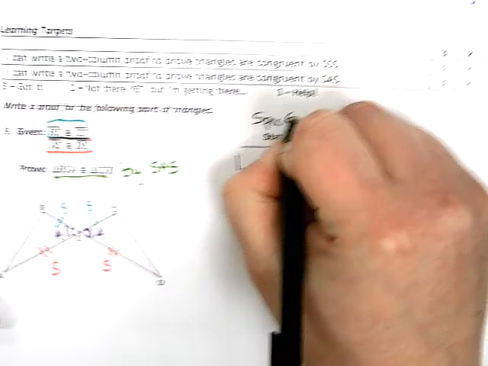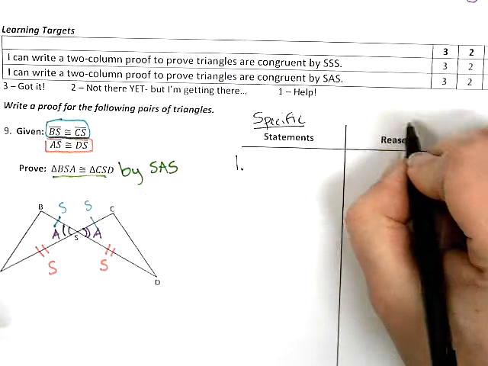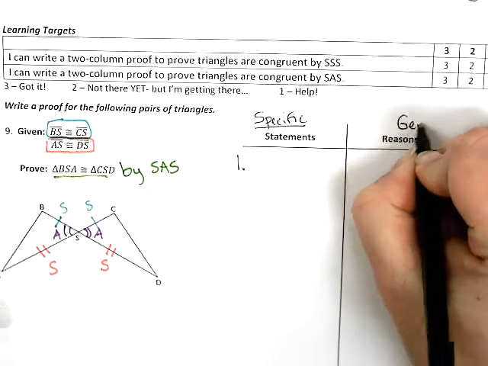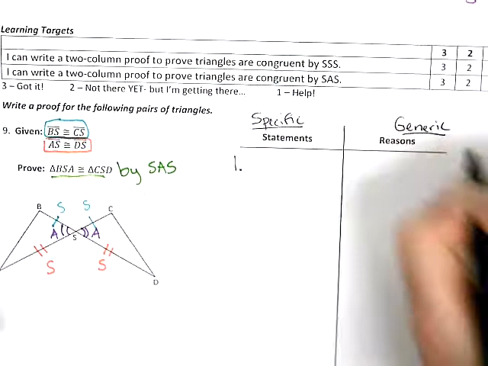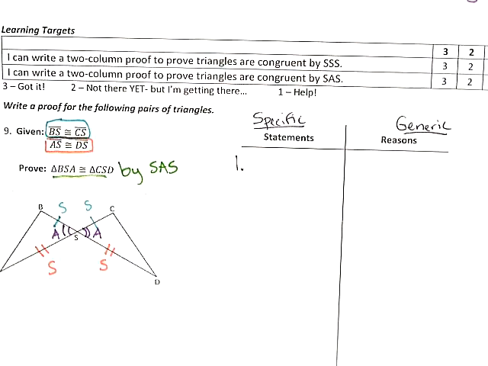Let's write that just so we don't lose it. Statements are specific, and your reasons are always going to be generic, meaning that they can be used on anything.